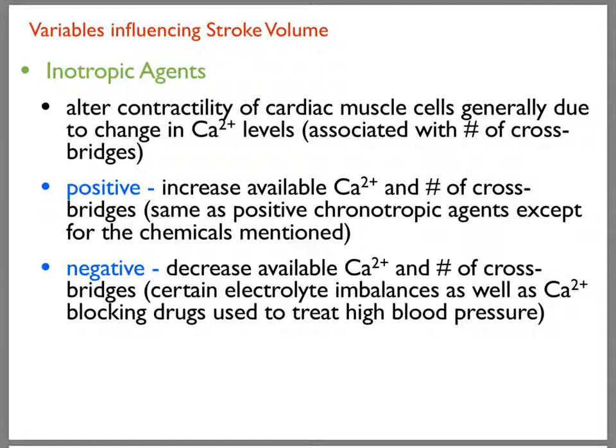Some of these negative ones can be certain electrolyte imbalances, as well as drugs that are calcium blockers, and these are drugs that are used to treat high blood pressure. So the negative inotropic agents are used to treat high blood pressure. Also, the negative chronotropic agents are used to treat high blood pressure. So we can treat blood pressure by affecting the heart rate and stroke volume by decreasing them.